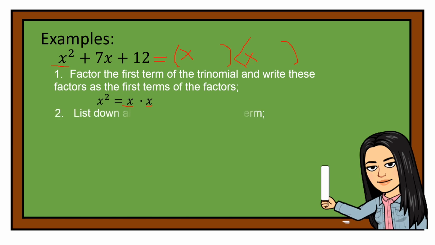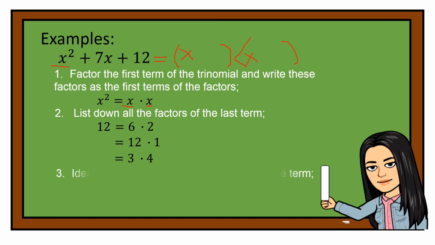Okay, next. List down all the factors of the last term. So what is our last term? So our last term is 12. Okay, so what are the factors of 12? Okay, so we have 6 times 2. Another factors of 12, 12 times 1. And 3 times 4. Okay.